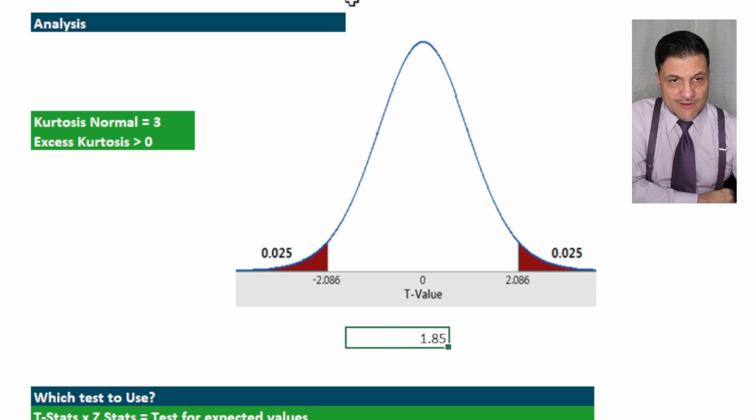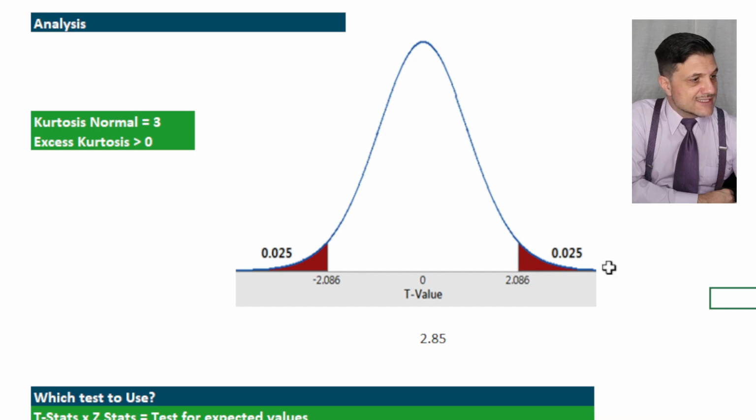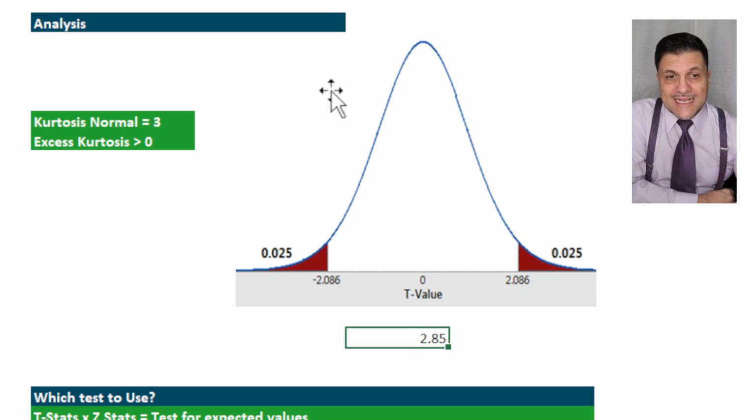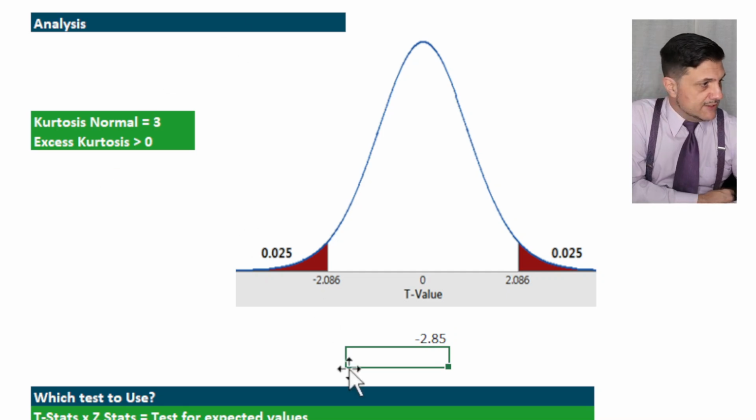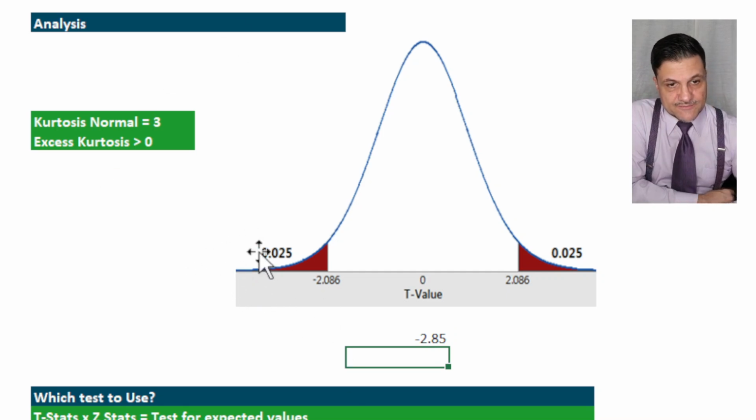However, if your calculated number was 2.85, then you're outside this range. You're in the area highlighted in red, because 2.85 will be that way. Then you reject the hypothesis. All right. Negative number, same deal. If it was minus 2.85, then it would be all the way here in this red area on the left side, okay?